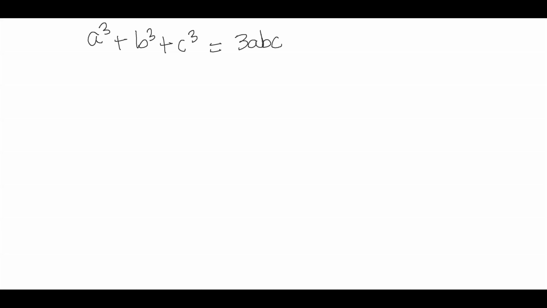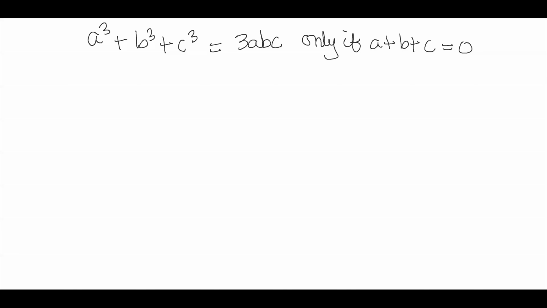But for the value to become 3ABC, there is one very important condition. The condition is that only if A plus B plus C is equal to 0. So if A plus B plus C is 0, only then A cube plus B cube plus C cube will become equal to 3ABC. So let us do a very simple example based on this. We will pick up small numbers this time.